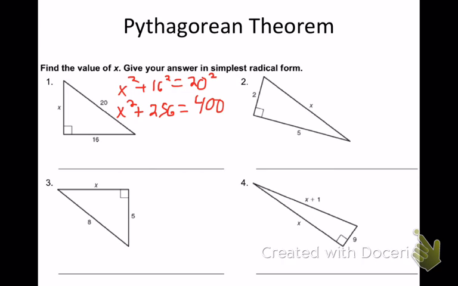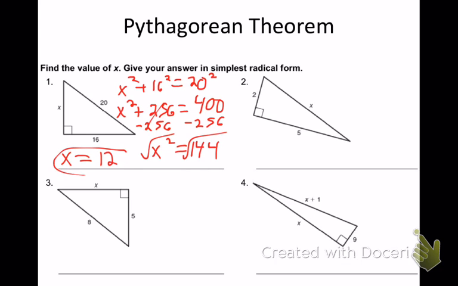Now I need to solve for x, so I'm going to subtract 256. X squared equals 144. And last step is do the square root. What's the square root of 144? 12. I get x equals 12. Great.